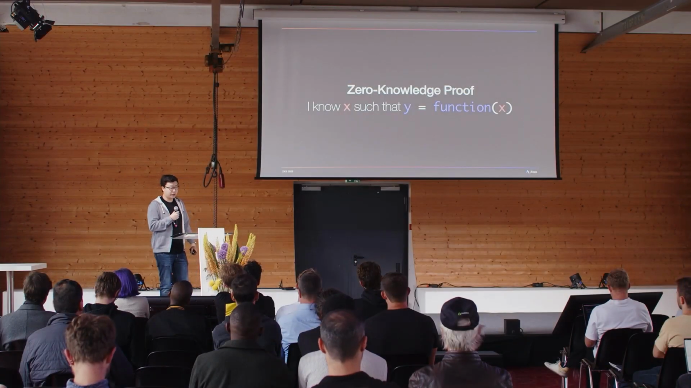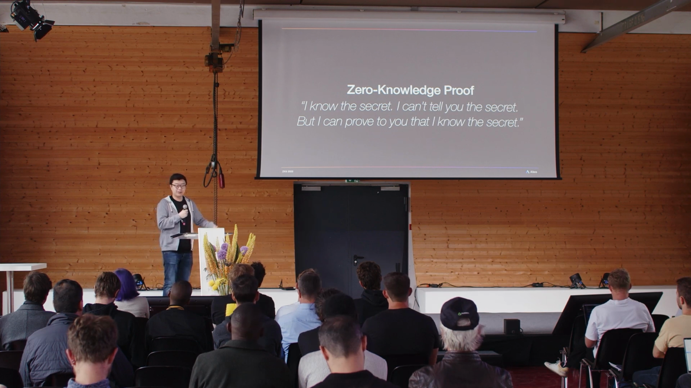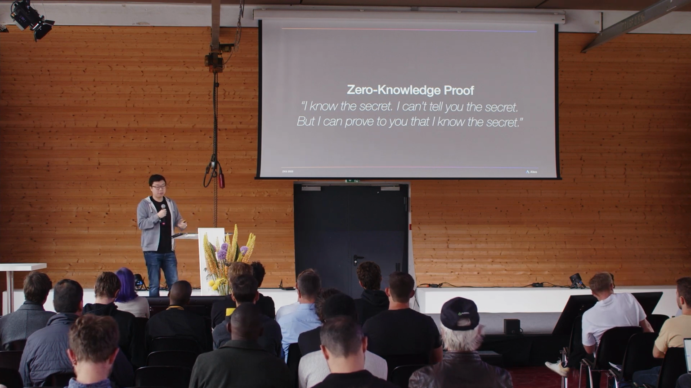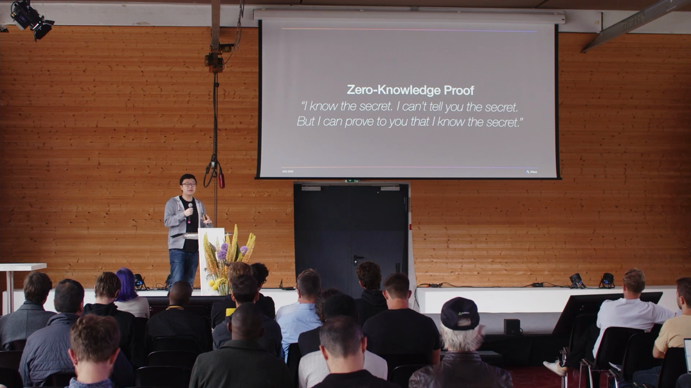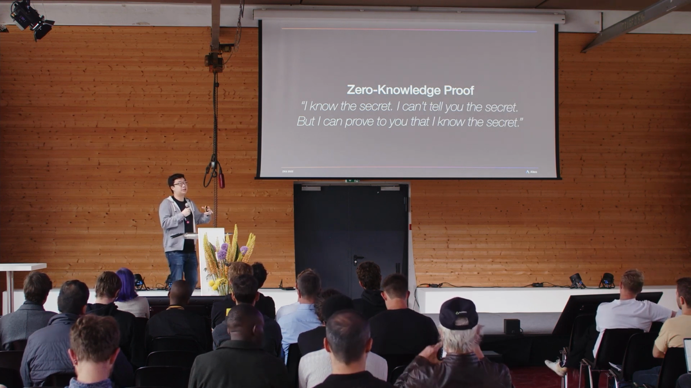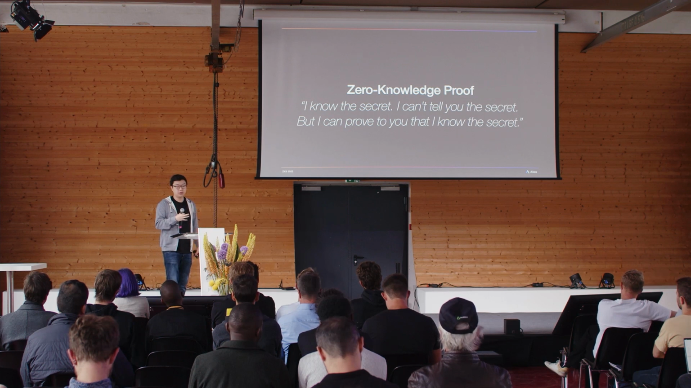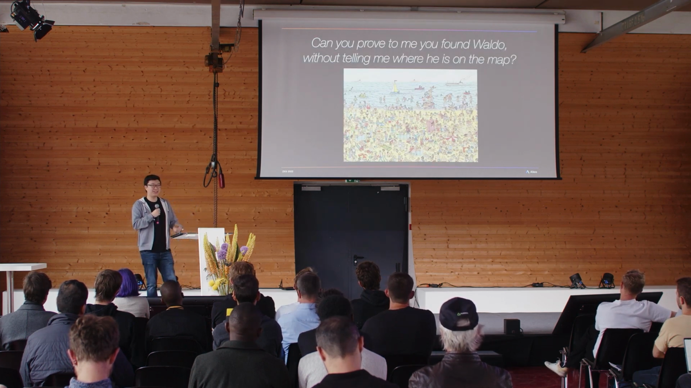I think another way to frame a zero-knowledge proof is to say in English that I know the secret, I can't tell you the secret, but I can prove to you that I know the secret. And this is really getting at the heart of what zero-knowledge proofs are about. It's really trying to convey information to another party without revealing the full set of information that you want to reveal.